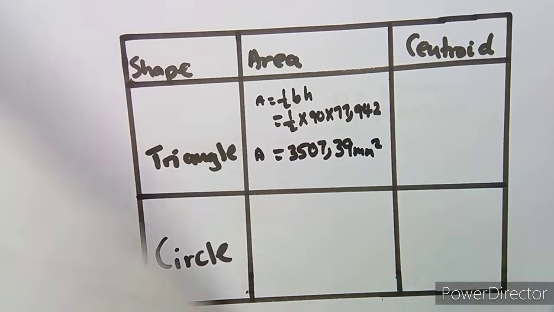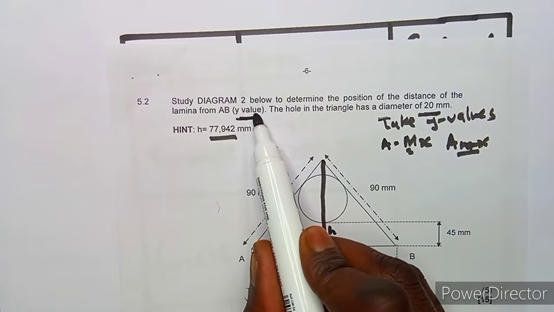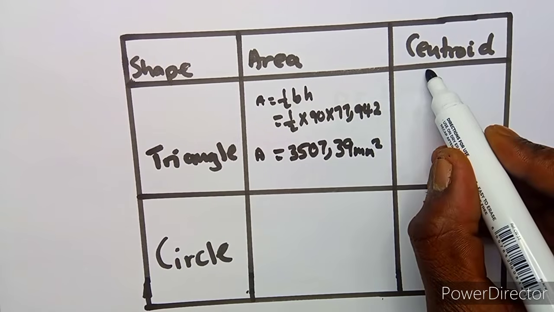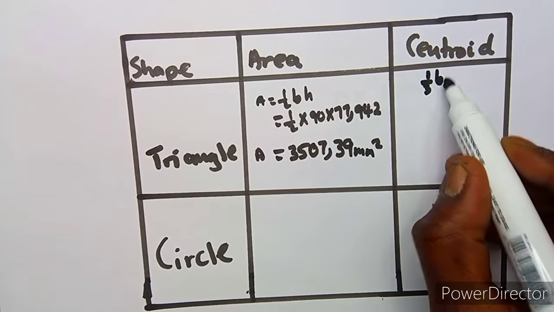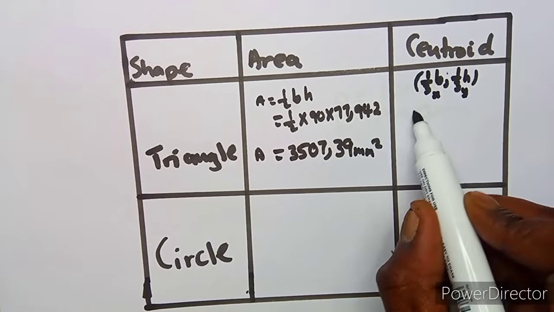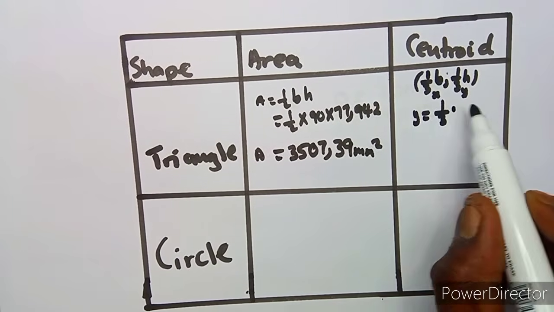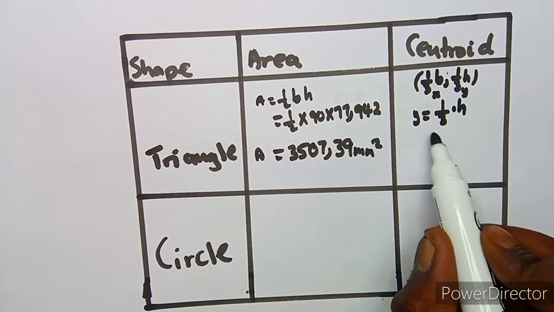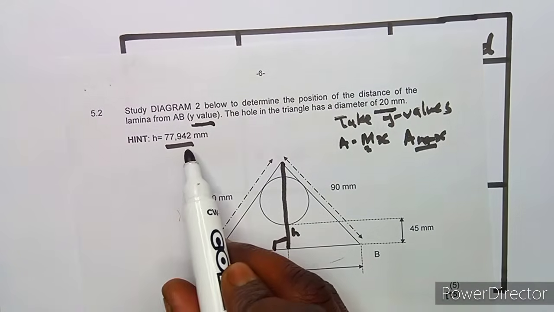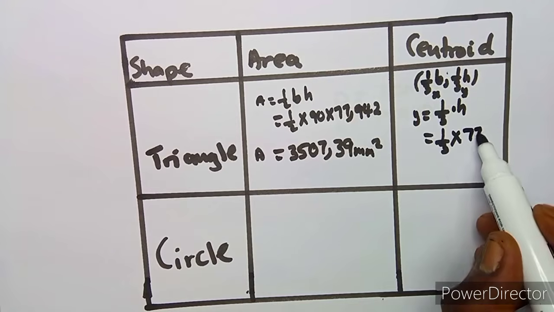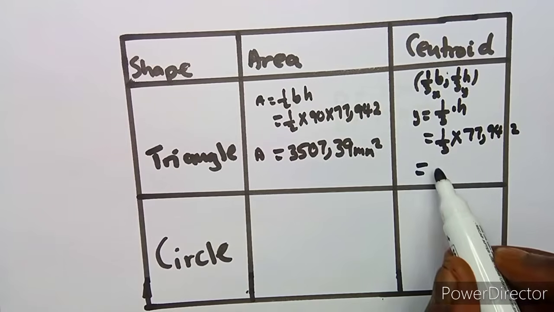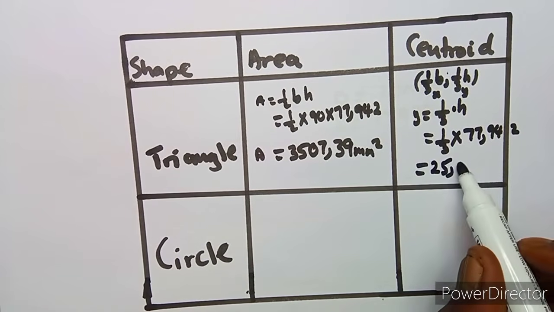Then the centroid. Since we are focusing on the y value, you are going to take the value of y, and we know that for the centroid of a triangle, it's a third base, a third height. So this is the value for x and this is for y. So y is equal to a third times the height, not the base, because we need the value of y. So it's a third of the height, and our height is that value that we are given, 77,942, which is going to give us something like 25,981.